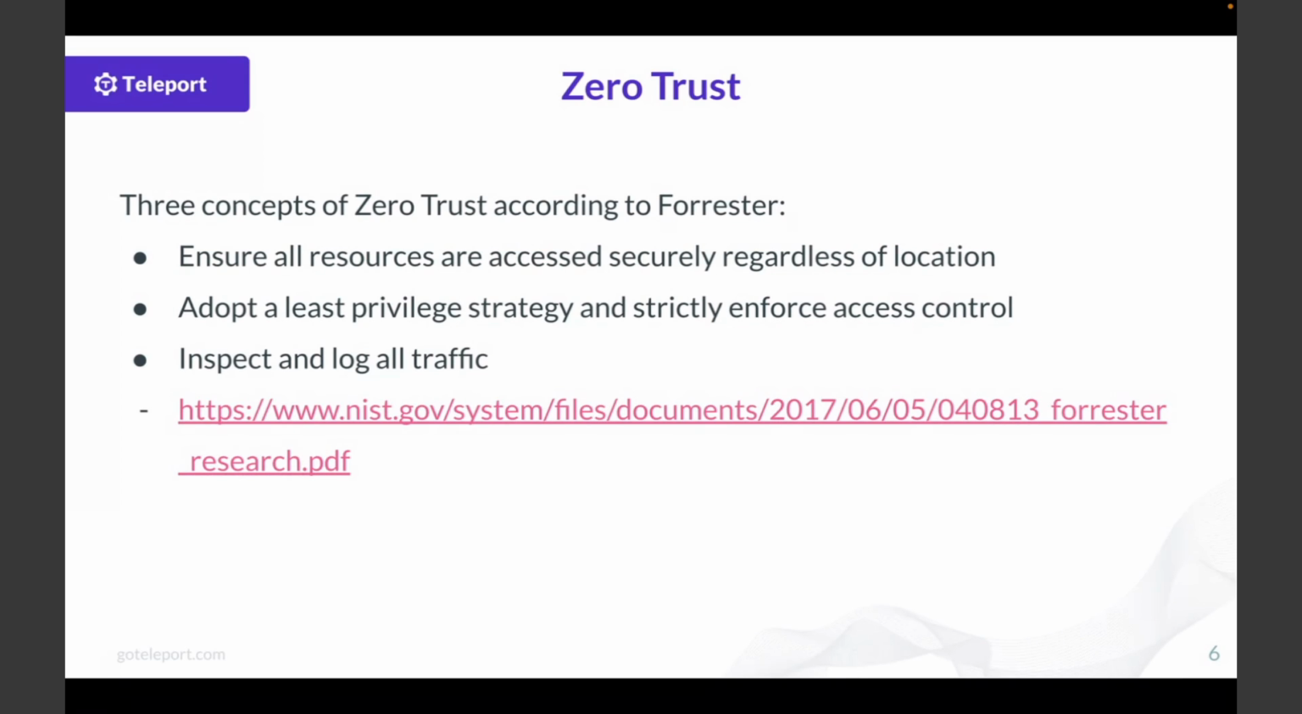First one being ensure all resources are accessed securely, regardless of location, adopt a least privilege strategy, and strictly enforce access control, and then inspect and log all traffic. Now, how Teleport can help with all three of these bullet points is Teleport uses end-to-end mutual TLS encryption. Open source Teleport allows you to map GitHub teams to groups and users that exist within your Kubernetes clusters.